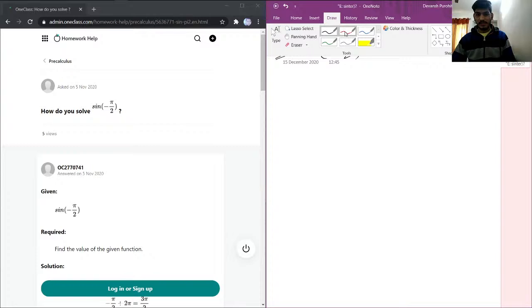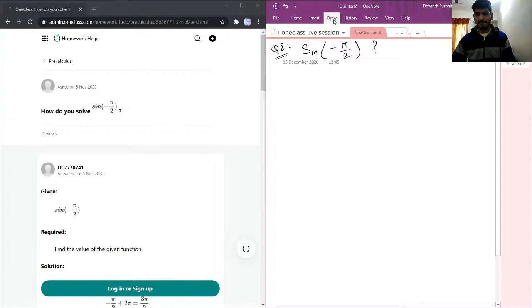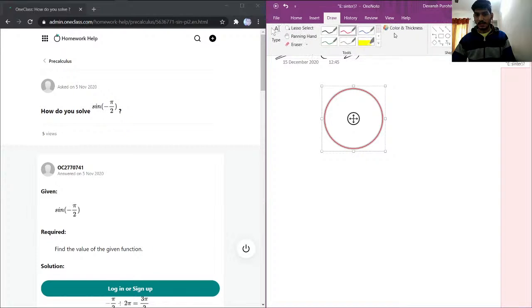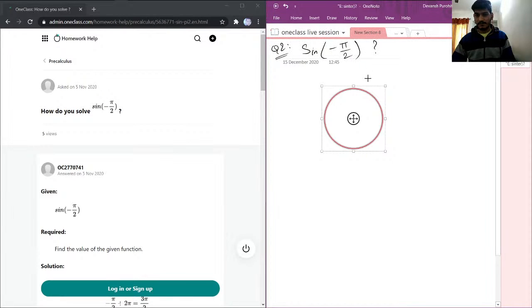So for this, I'll use the unit circle, and I'll just draw the axis. Let's say one axis is this one. I'll just draw it.